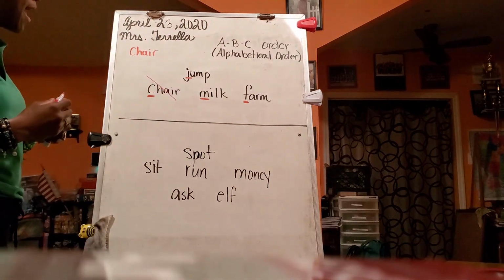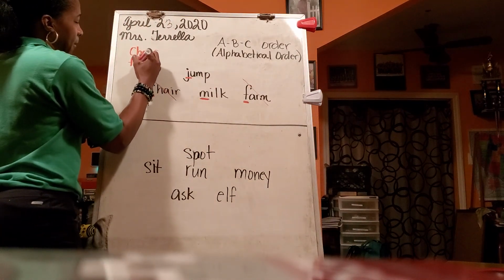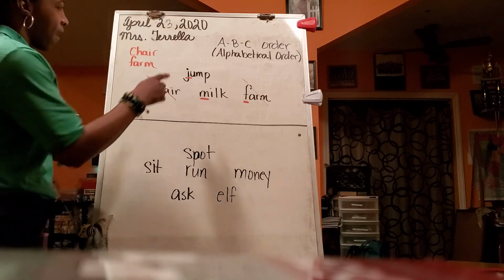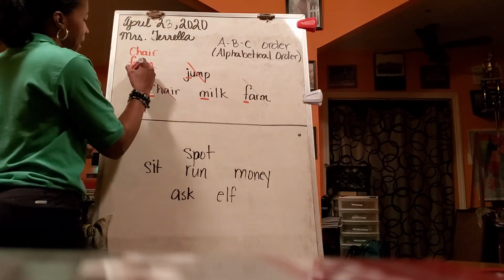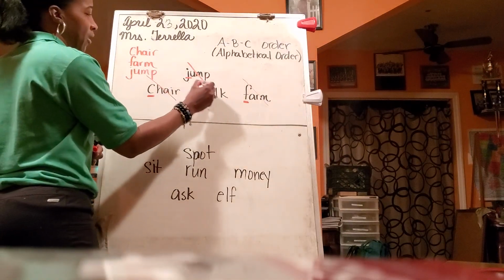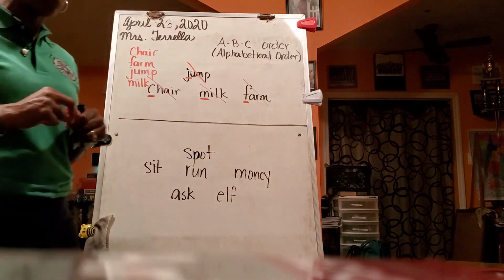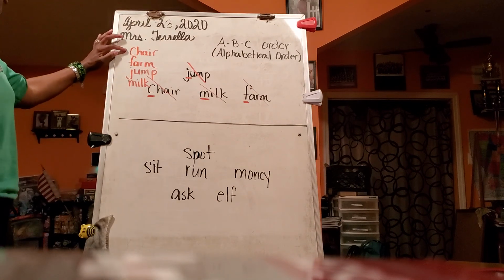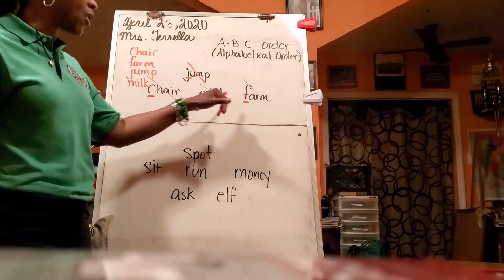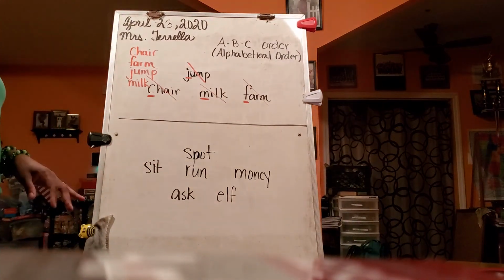D, E, F. I have a word that starts with F. He must be my next word. G, H, I, J. I have a word that starts with J. He is my third word. And then there's only one word left that begins with the letter M. He must be my fourth word. So when I put these words in ABC order or alphabetical order, I have chair, farm, jump, milk. Remember, we look at the first letter of each word first, and then that helps me know what order they go in.